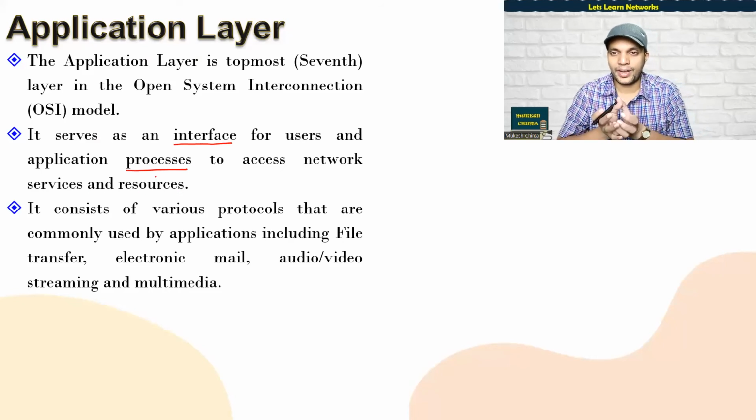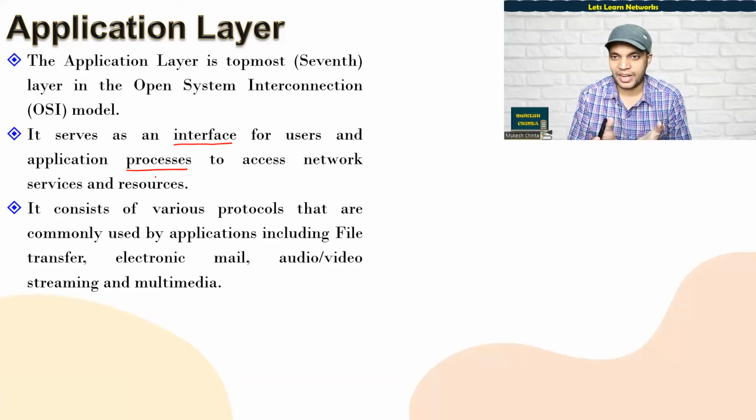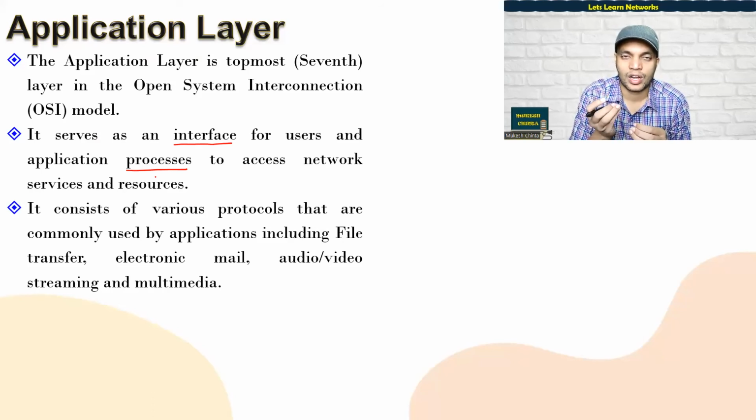For a user to interact with the network, maybe to send data, to receive data, to do whatever he wants, your application layer is the one which actually provides these services, or the interface through which a user can interact or initiate communication with the network.